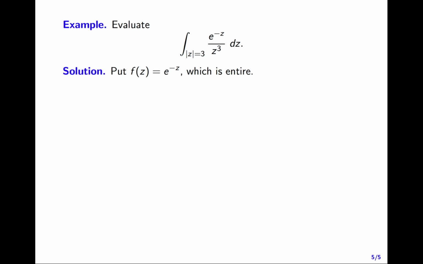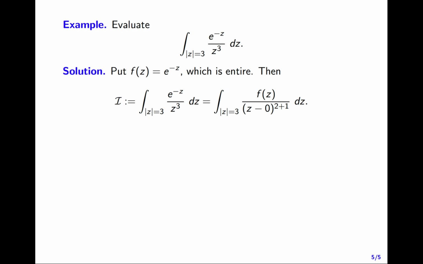We'll put f of z equal to e to the minus z. This is an entire function. And so let's call the integral I. Then I will be the integral over the circle modulus of z equals 3 of f of z divided by z minus 0 raised to the power 2 plus 1. So my idea here is that I want to rewrite the integral and the integrand in such a way that I see the generalized Cauchy integral formula basically popping out.